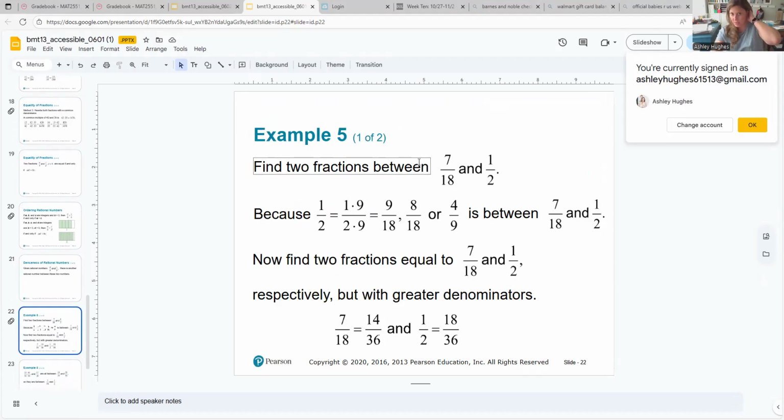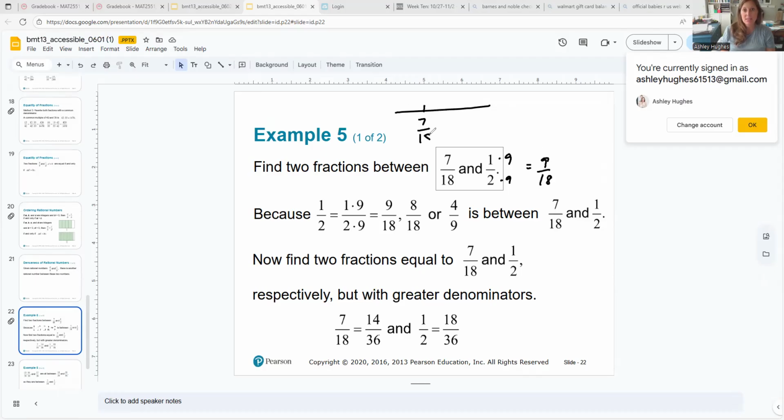Find two fractions between these two because 1/2 equals 9/18. 8/18 or 4/9 is in between 7/18 and 1/2. So basically we turn them into 18ths. So 1/2, if I multiply by 9, is 9/18. So if I put them on a number line, that's helpful if I have 7/18 and I have 9/18. Something in between them would be 8/18. So that's what that's showing.